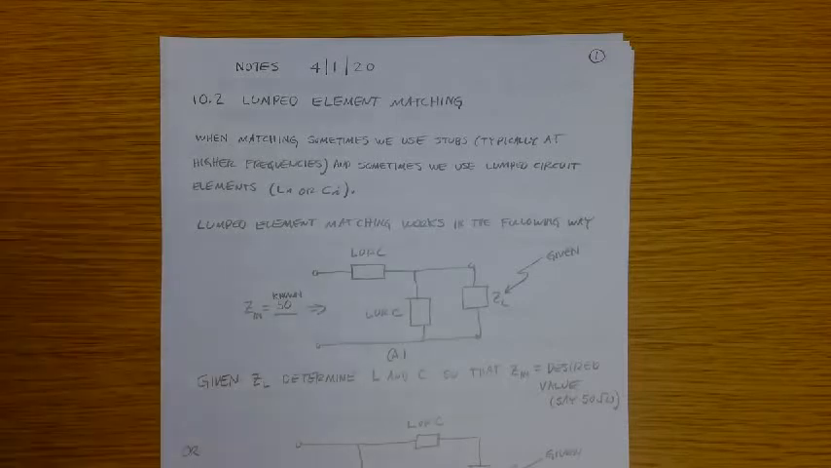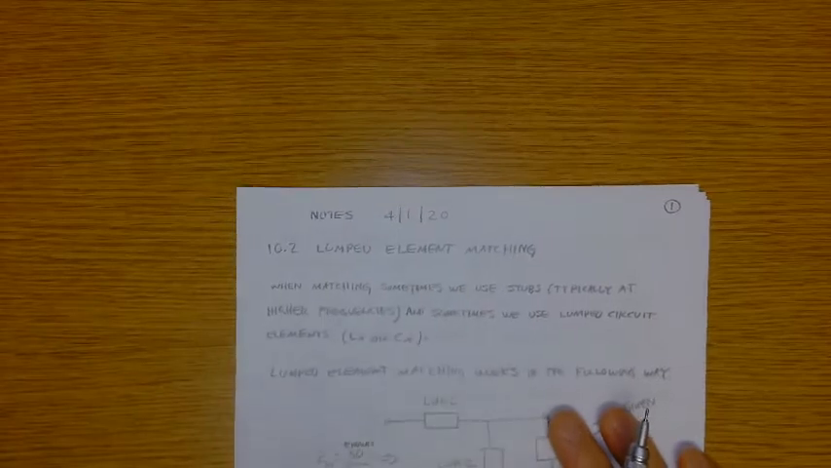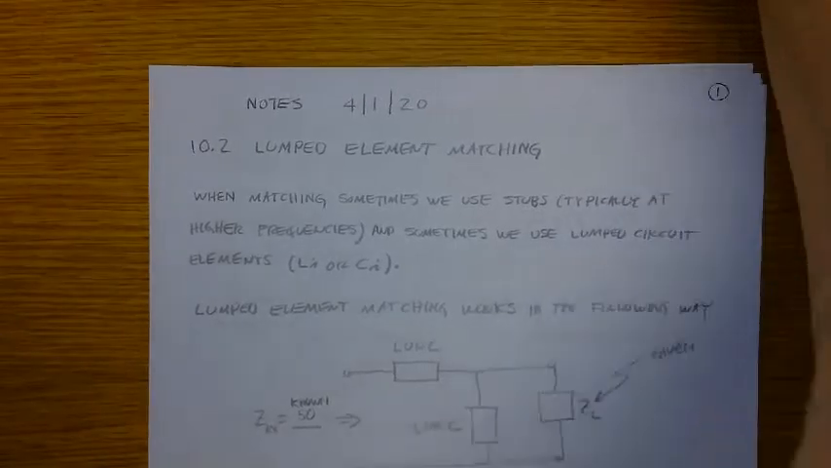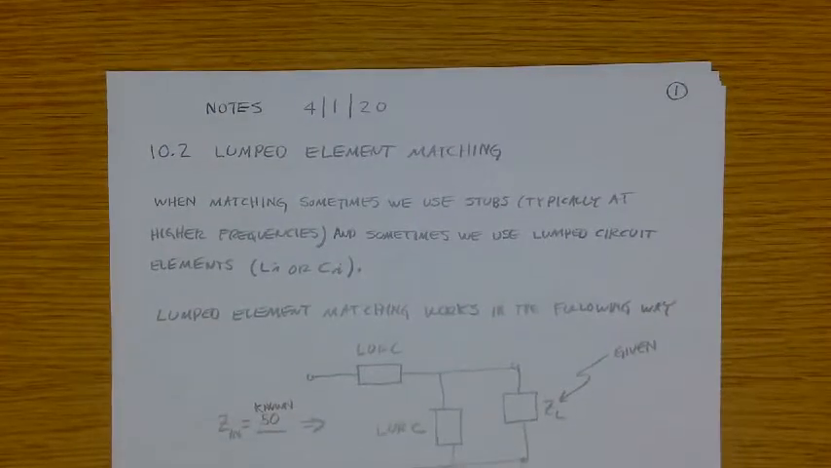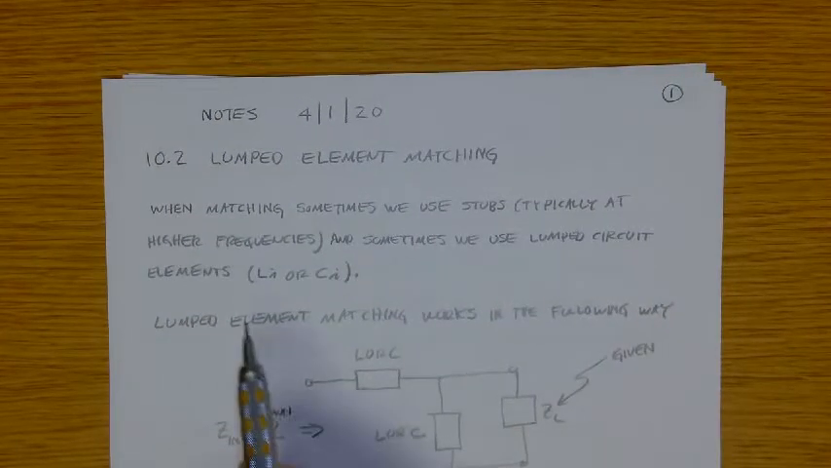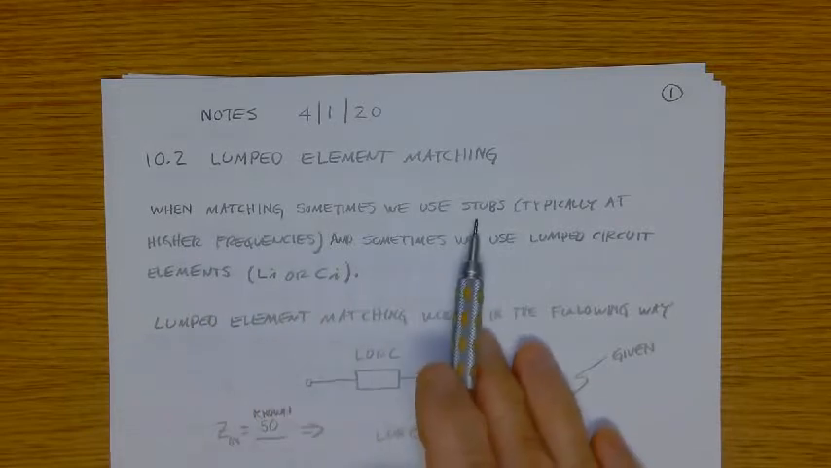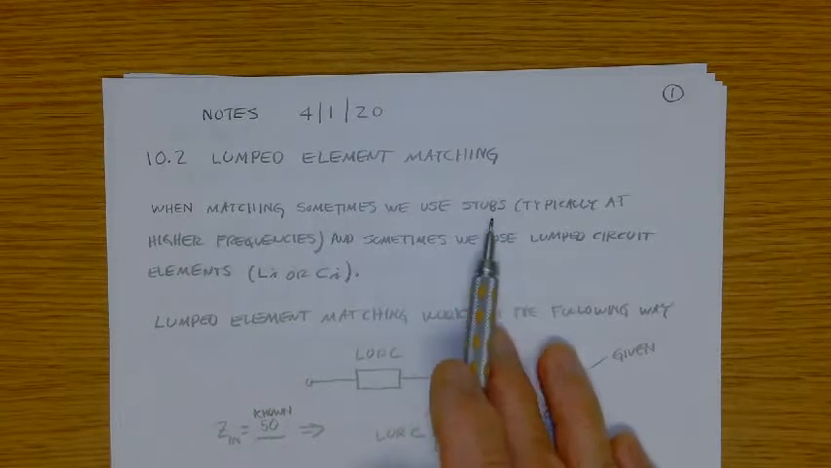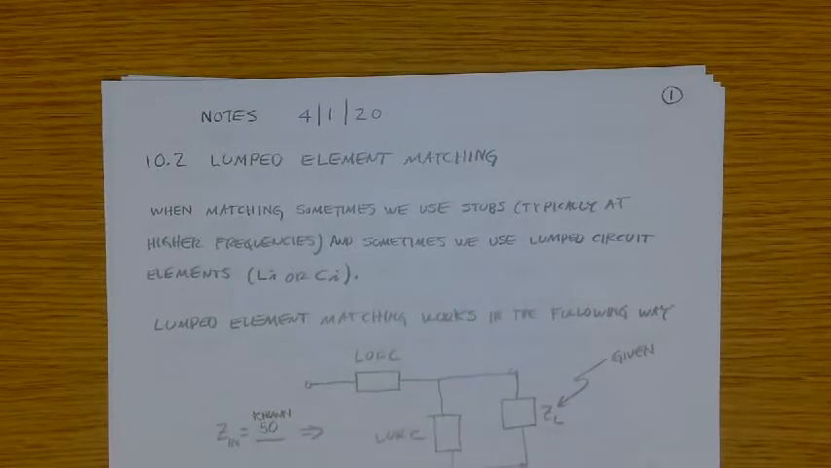All right, to the task at hand, right? Lumped element matching. That's what we're doing. So you're going to read this section. Maybe I'll zoom in a little bit. That might be better. So, right, when we're matching, sometimes we use stubs. The previous lecture was a case where we used a couple of stubs, right? We were talking about impedance with microstrip line, and there was a little example that we worked through with stubs. So you could review that on the previous video.